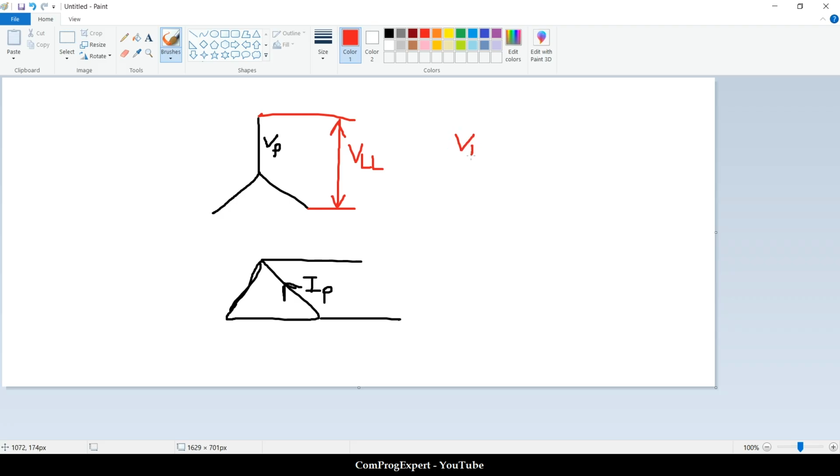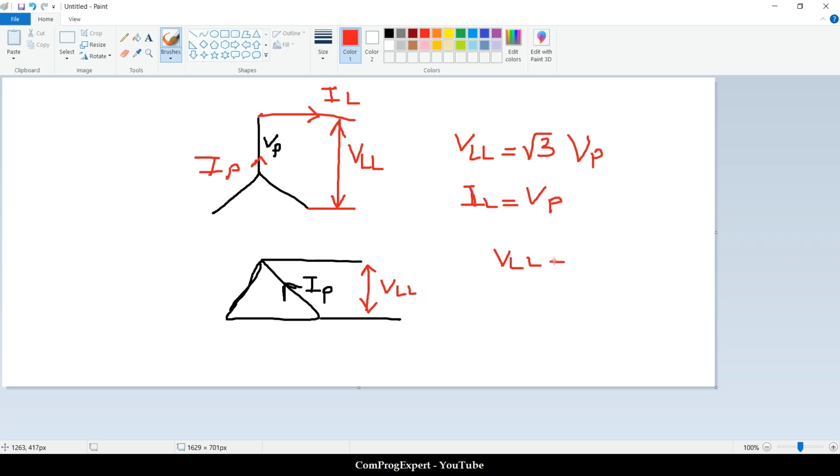So line-to-line voltage is square root of 3, in a balanced three-phase system, times Vp. The line current is the same as the phase current. Okay, so this is I phase. The line current is the same as the phase current. Here we have this line-to-line voltage. The line-to-line voltage is the same as the phase voltage, right?